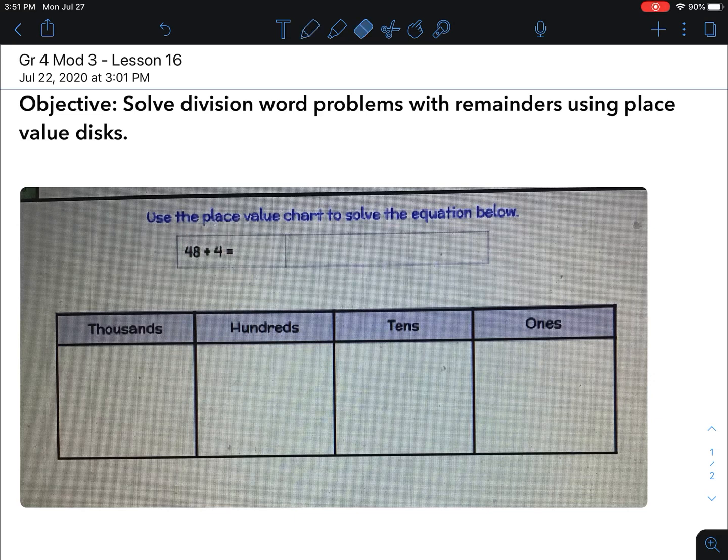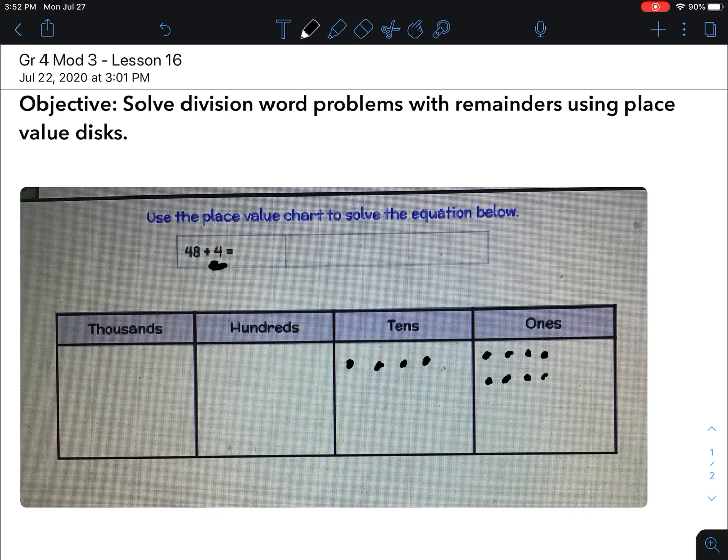So just like with multiplication, the first thing you do is you put your large number, or in this case the dividend, which is 48, in the place value chart where it belongs using disks. So we have 8 ones in 48. So I'm going to do 1, 2, 3, 4, 5, 6, 7, 8. And we have 4 tens. 1, 2, 3, 4. All right.